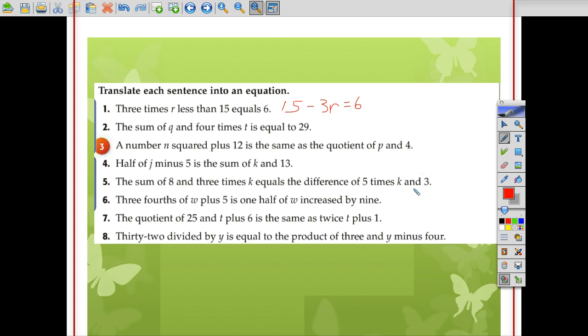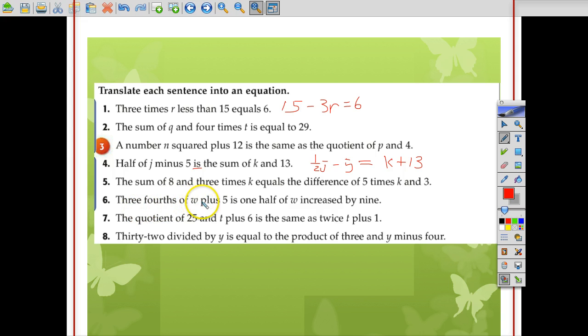All right. Let's do number 4. Half of j, so that's 1/2 j, minus 5. In this case, it's minus 5. Don't get confused. It's not 5 minus 1/2 j, it's 1/2 j minus 5 is, that means put an equal sign. Sum means add, k and 13. So k plus 13.